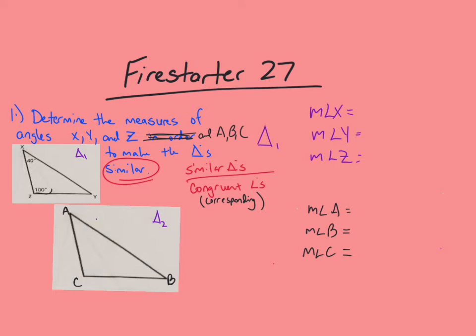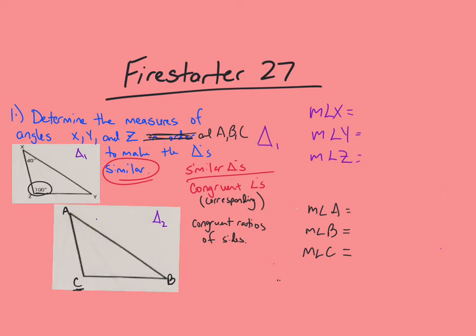Like angle Z is going to correspond to angle C because they're both the big angle. Angle X is going to correspond to angle A. Angle Y is going to correspond to angle B. And there's other things too, they're going to have a ratio. They're going to have congruent ratios. That's important too. Like a growth factor is going to be the same.